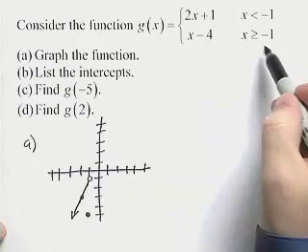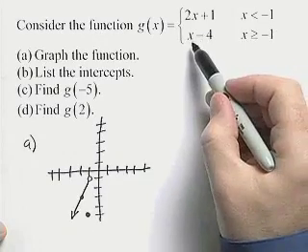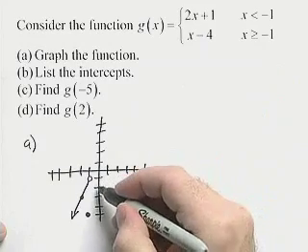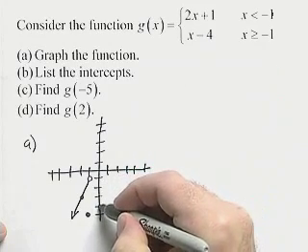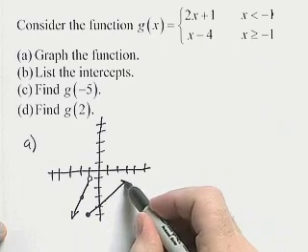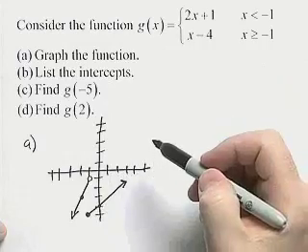We need to pick another value for x that's greater than or equal to negative 1. So we might try 0. 0 minus 4 is negative 4. So when x is 0, go 1, 2, 3, 4. And we connect our dots. And there's our graph. Move on to part B.